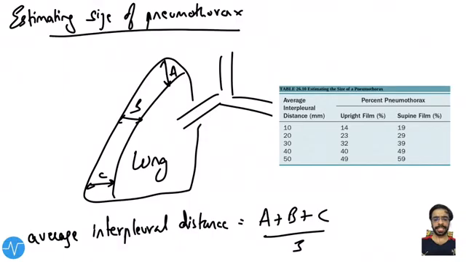How to estimate the size of the pneumothorax? If pneumothorax is present, the upper, middle, and lower distances are labeled as A, B, and C respectively. Average it: A plus B plus C and then divide by 3. This will give you the estimated size of the pneumothorax.